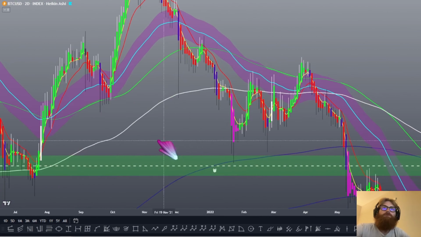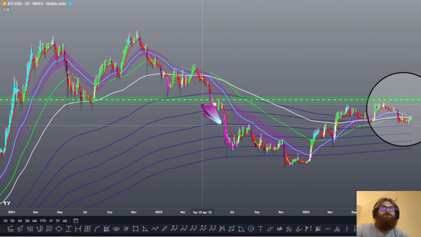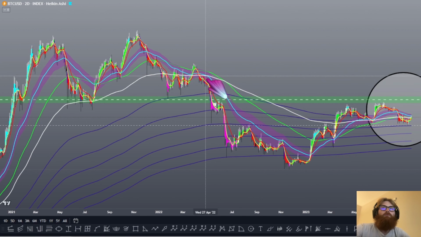We got the major flip of the 50 EMA below the 100 EMA and the green moving average, and eventually the 50 EMA. Once it goes below the 200 EMA, the white moving average, is when things really start to flip. Around roughly halfway into each of these bear markets, we see that.